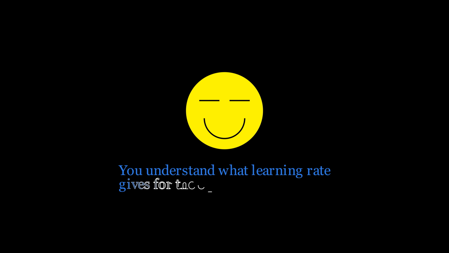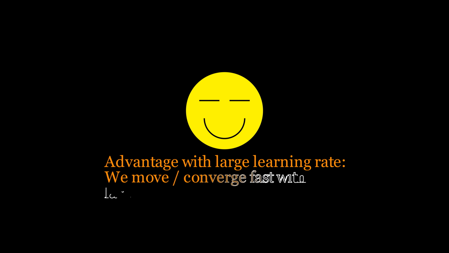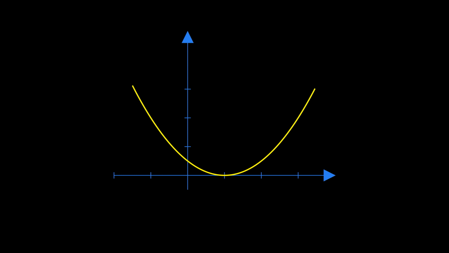Advantage with large learning rate: we can move down fast in fewer iterations. Disadvantages with large learning rate: if the learning rate is too large, observe at the bottom the jump going to the other side. The algorithm begins to swing to and fro across the bottom of the curve, instead of converging toward the minimum. Remember this point, we solved this problem in neural networks.